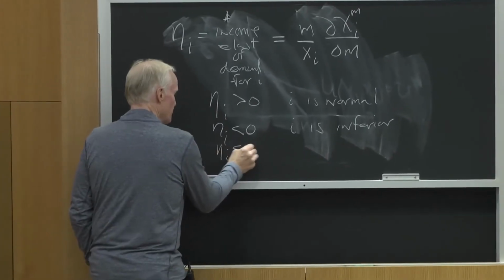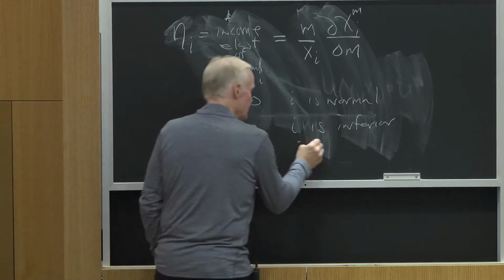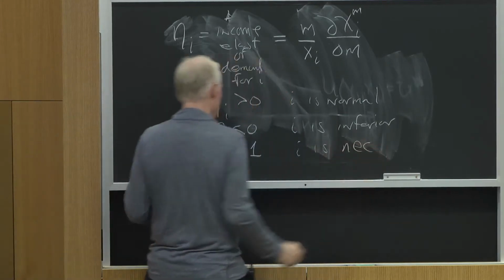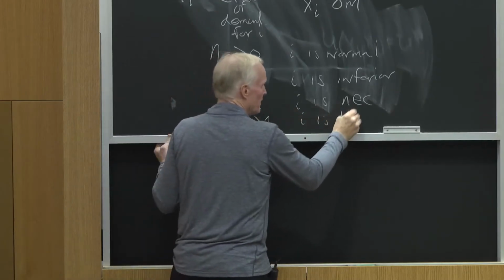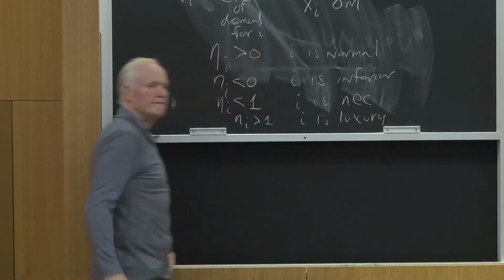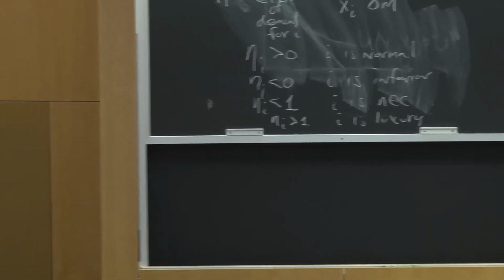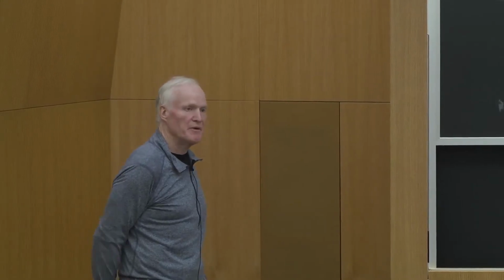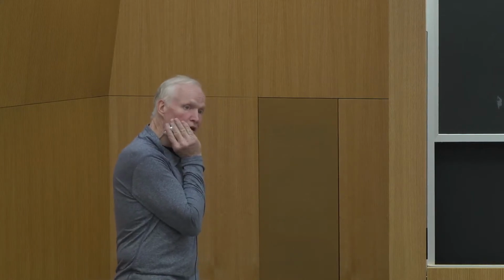Eta i less than 1, i is a necessity. Eta i bigger than 1, i is a luxury. What is kind of the average value of eta i? What's the average value? Tell me in what sense it's an average. What is kind of like the reference value for eta i? Is it 0? 1, right, exactly.